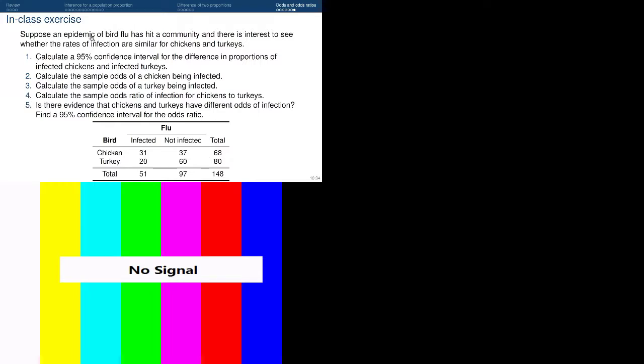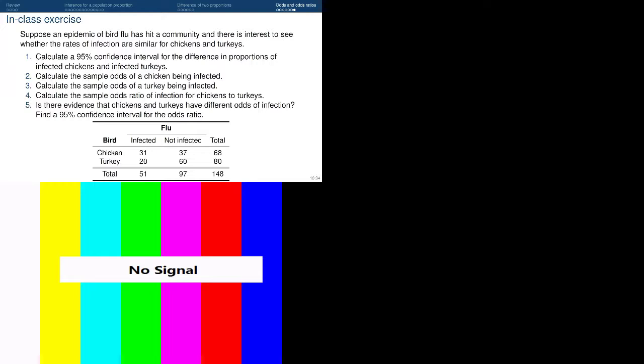Suppose an epidemic of bird flu has hit a community and there is interest to see whether the rates of infection are similar for chickens and turkeys. Calculate a 95% confidence interval for the difference in proportions of infected chickens and infected turkeys. Calculate the sample odds of a chicken being infected. Calculate the sample odds of a turkey being infected. Calculate the sample odds ratio of infection for chickens to turkeys. And then is there evidence to suggest that chickens and turkeys have different odds of infection?